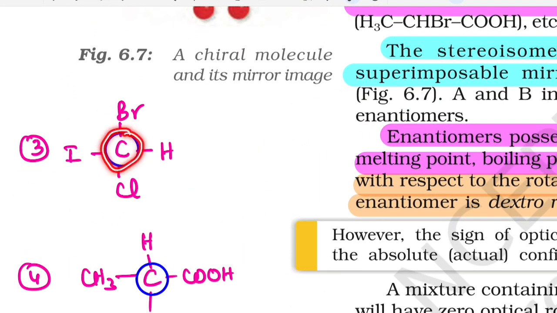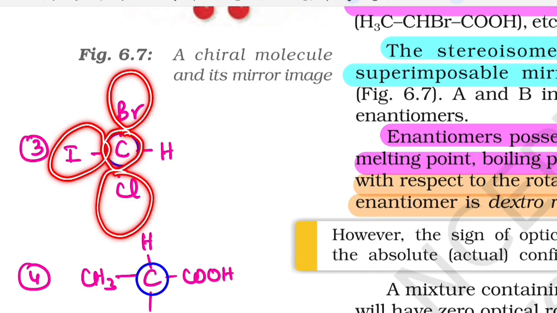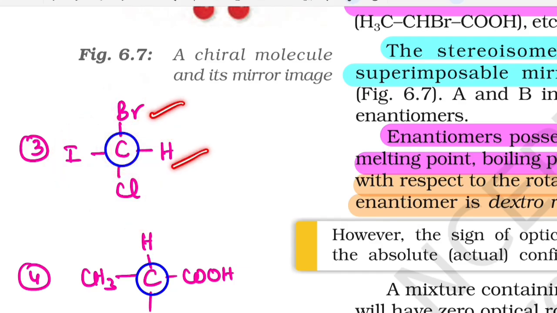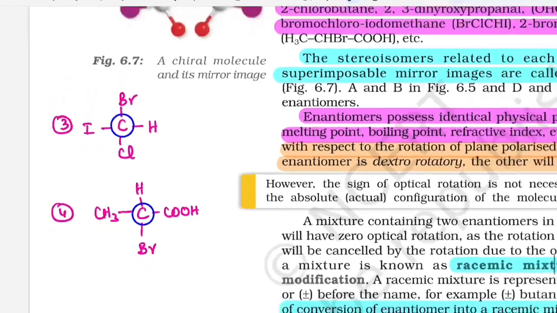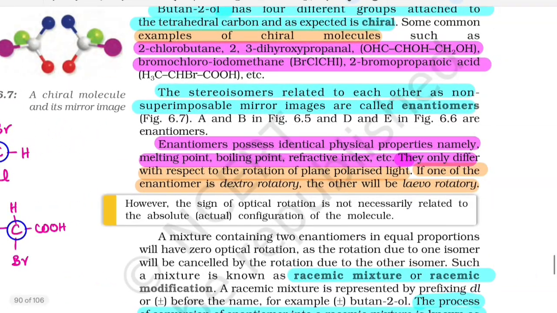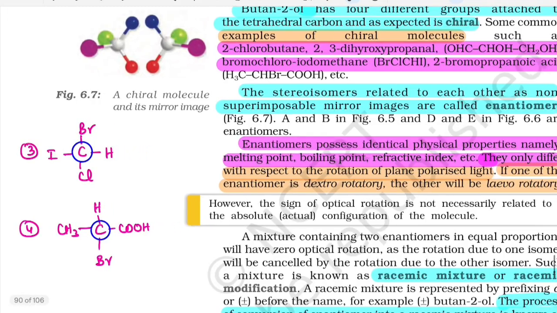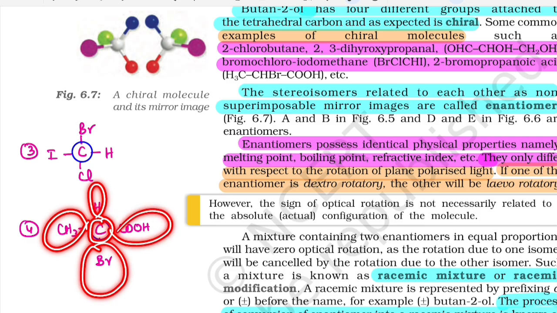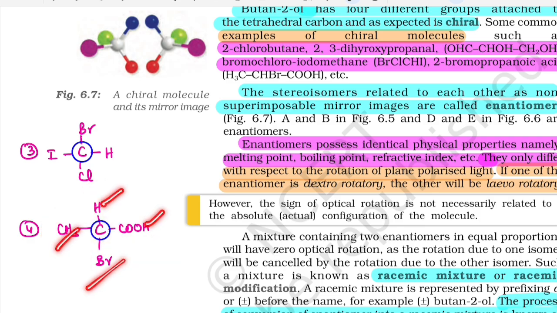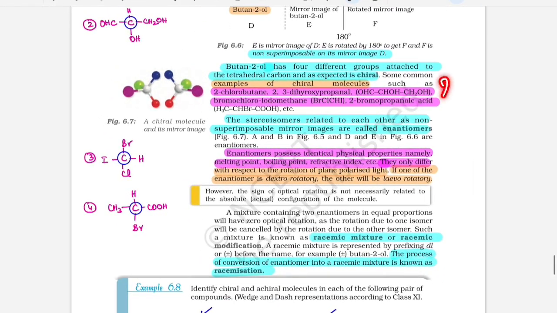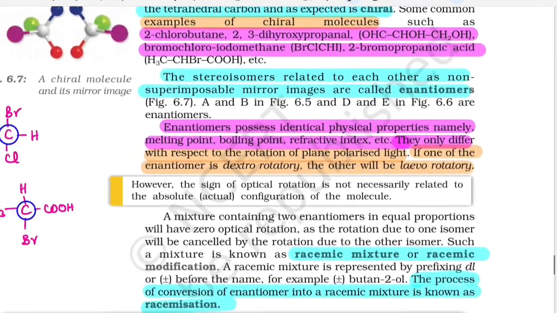So the carbon atom, see here: bromo group, iodo group, chloro group, hydrogen. All are 4 different groups. Therefore, they are also optically active. The fourth example we will see, 2-bromopropanoic acid. So to the carbon you check: hydrogen, methyl group, bromo group, acid group. So 4 different groups are present. Therefore this is also optically active. So they have given some examples. Make a note of it.